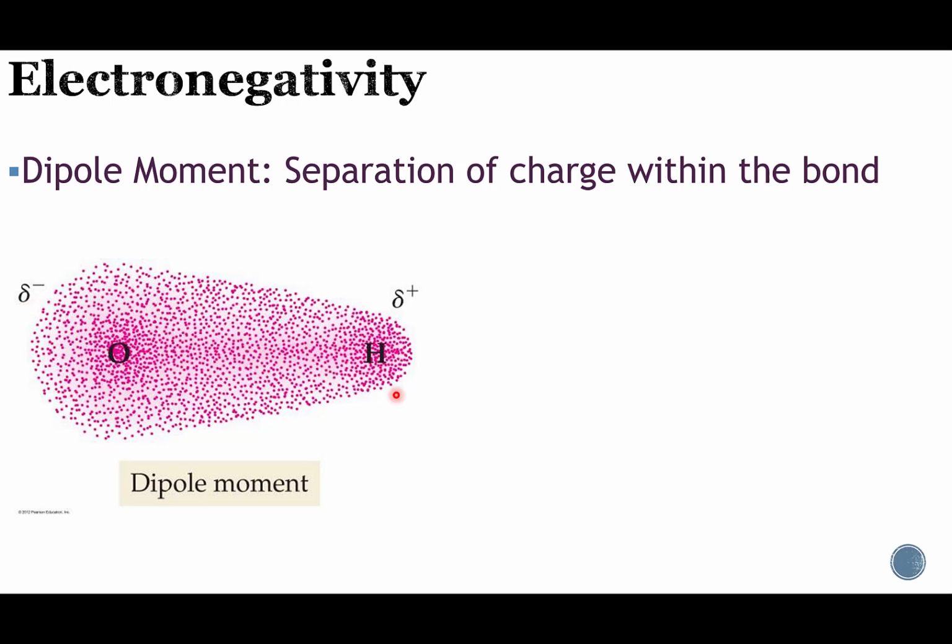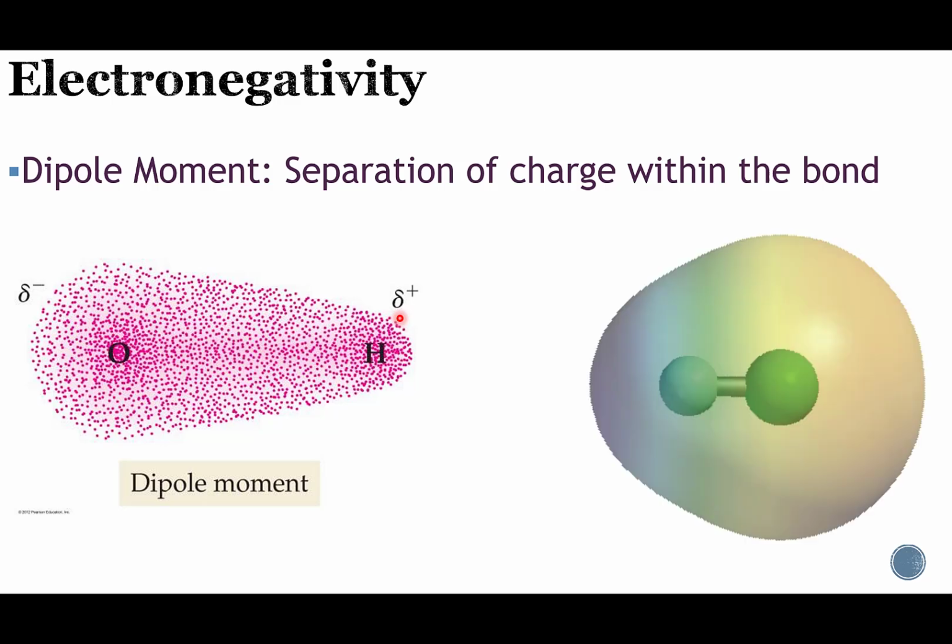And then little brother is left in the absence of those electrons, so he doesn't have as much time with them. So little brother, left in the absence of electrons, is going to have a partial positive charge. Okay? So this separation, this uneven sharing, is what we call a dipole moment.